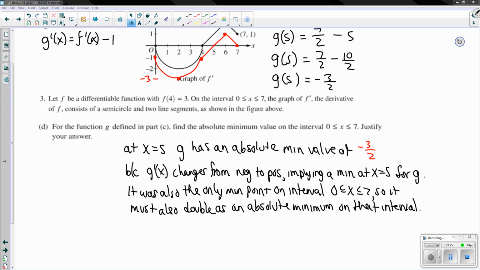And that is all of question number 3 on the 2022 AP Calculus AB exam.